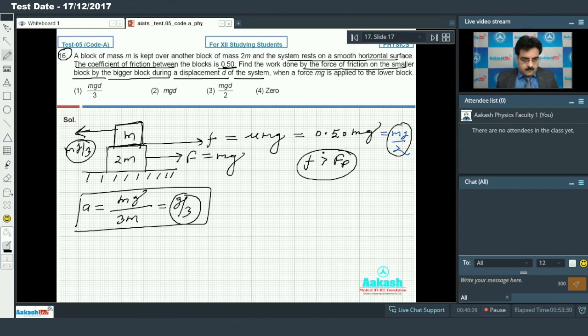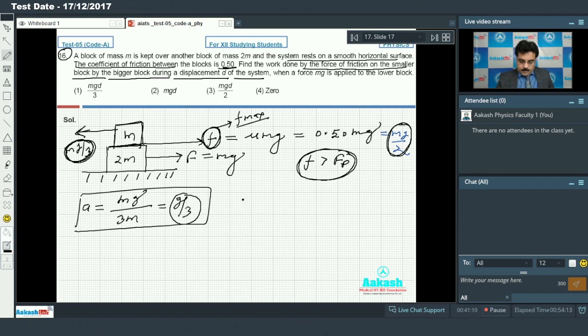The system will move together, because this mg by 3 pseudo force, you can for a moment just take as the force that can displace m relative to 2m, but its value is less than the friction force. One thing is important: this mg by 2 is the value of maximum friction force. But if I ask you what will be the value of friction force in this question, you will take only mg by 3, because friction force is a self-adjustable force.